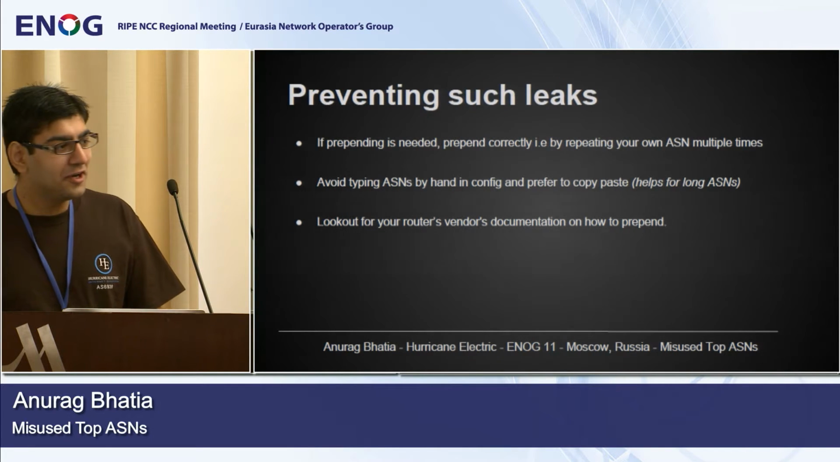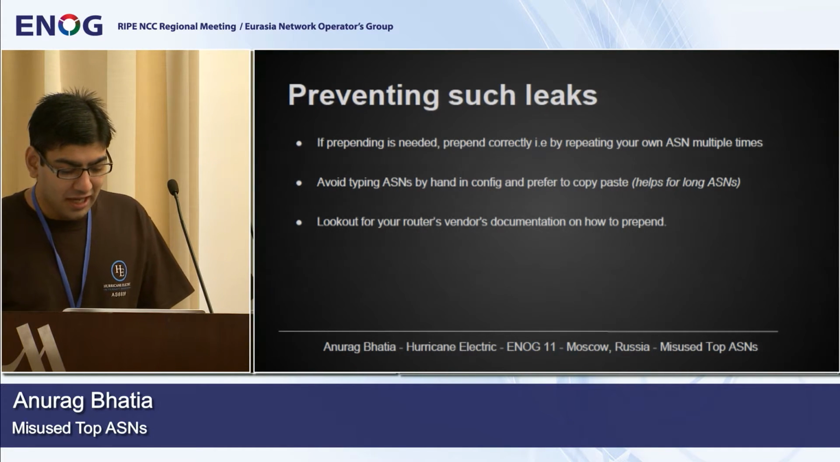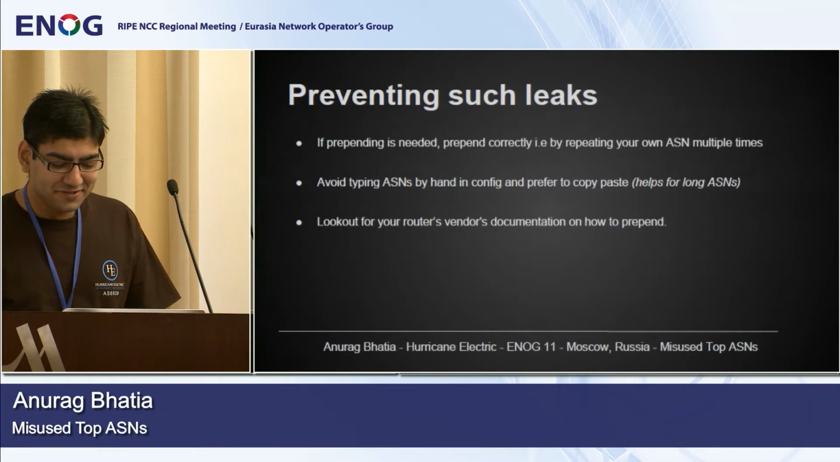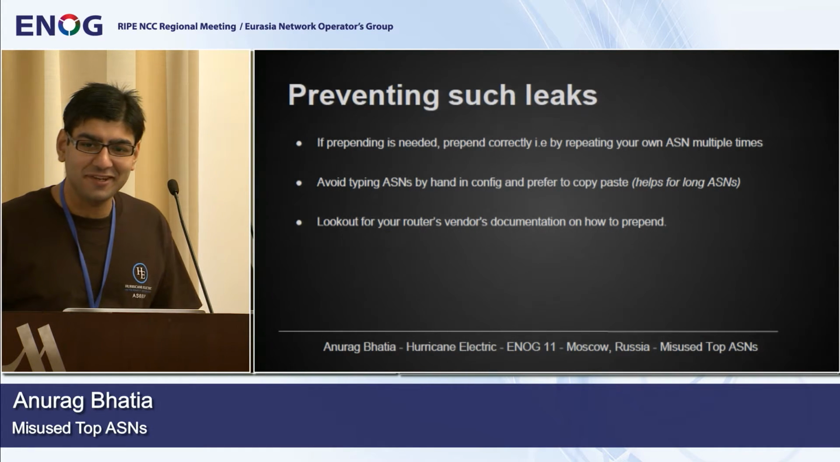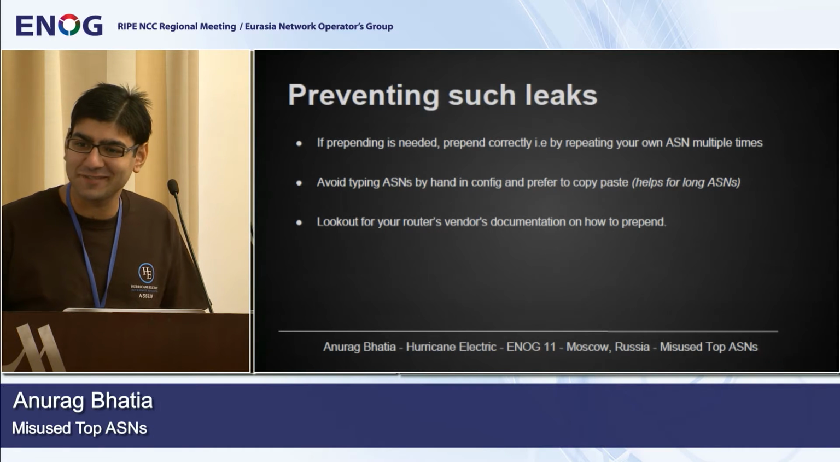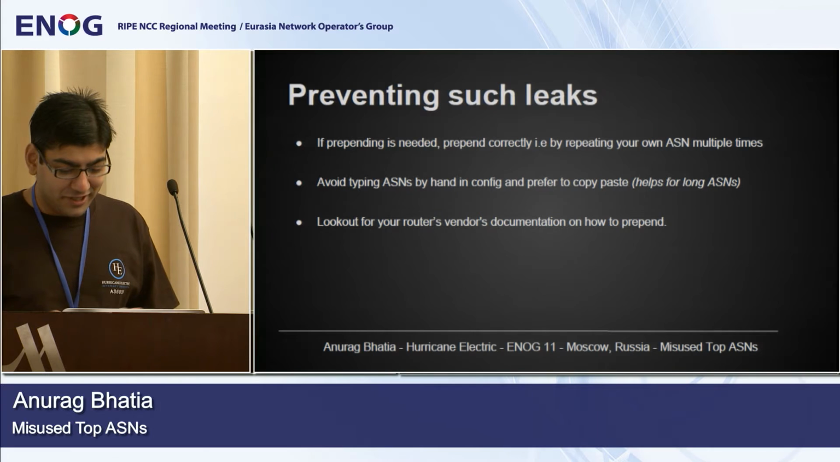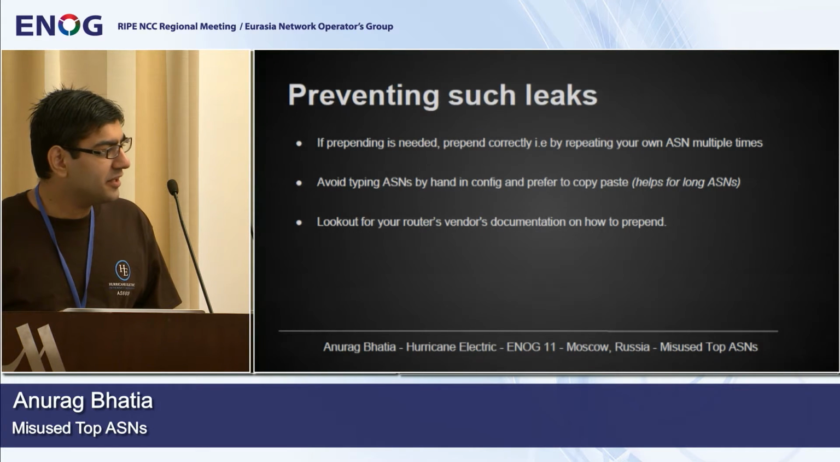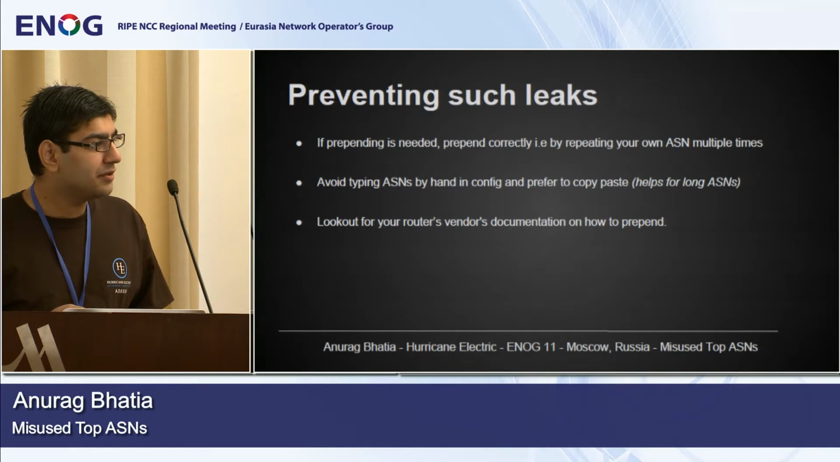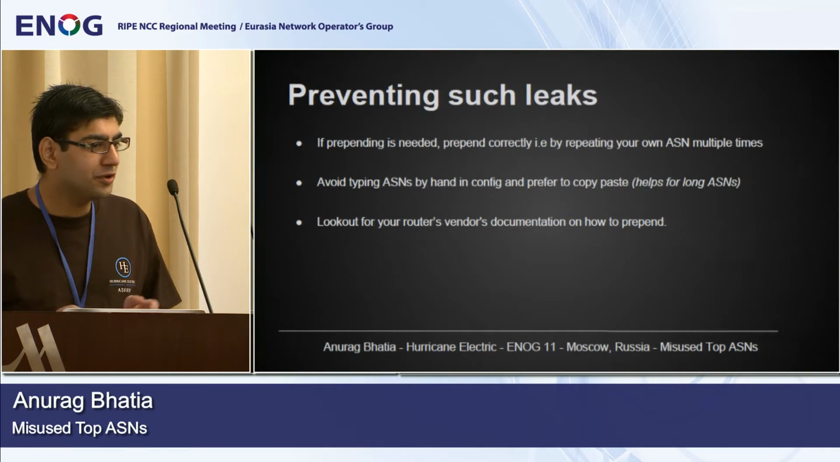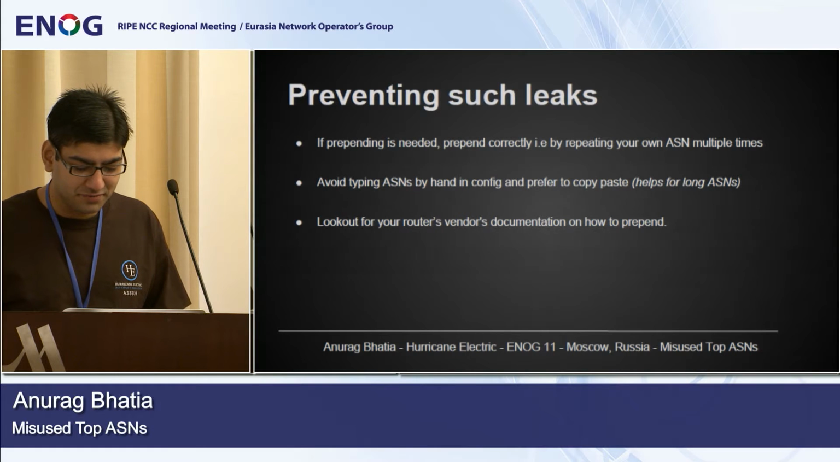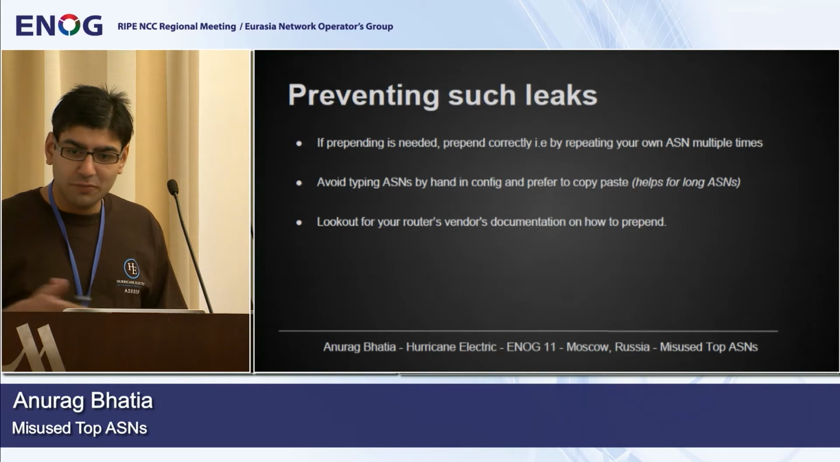So coming on preventing such leaks. If prepending is needed, it's just the basic thing: prepend your own ASN. Do not really use anyone else's ASN, especially 1, 2, or 3, else you are going to come up in this slide. Avoid typing ASNs by hand. I think a lot of people do long prepends, although I would say it's just a bad idea to do long prepends, but even if you're going to, do not type it by hand, just copy paste, it's better. As a lot of people just put wrong ASNs.